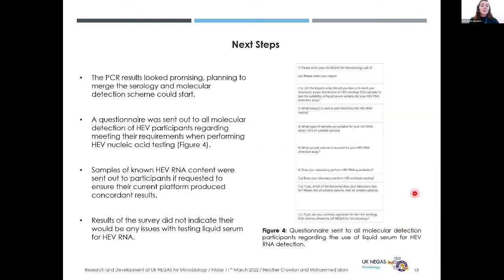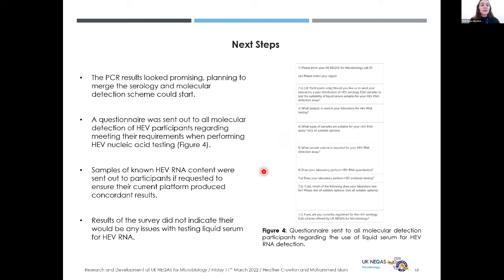So, as I said, the PCR results looked really promising, so planning to merge the serology and molecular detection scheme could start. A questionnaire was sent out to all the hepatitis C molecular detection participants to ask whether a liquid serum format would meet the requirements of the platforms that they use to detect hepatitis C. And figure 4 just shows you the questionnaire that was sent out to all participants, which asked questions such as what assays they were using, what types of sample were suitable for their platforms, and what kind of sample volumes they needed from us.